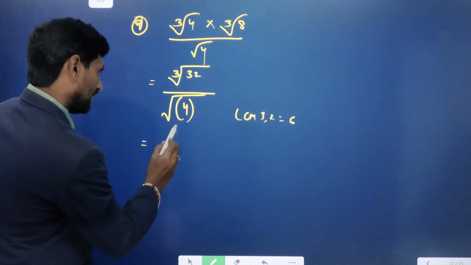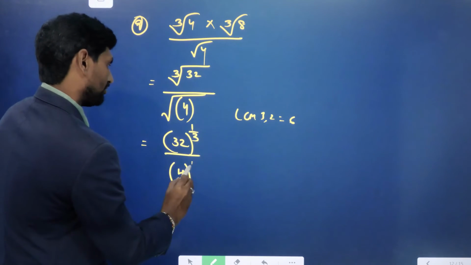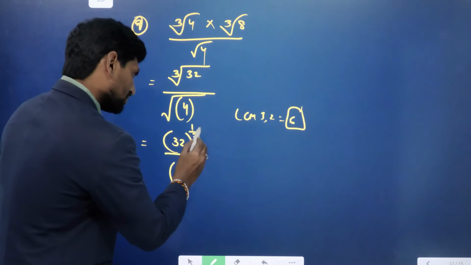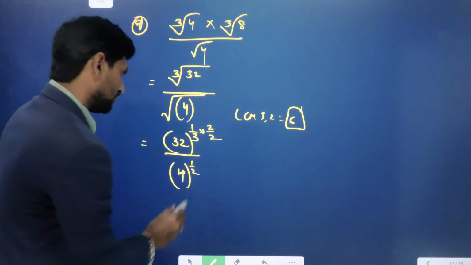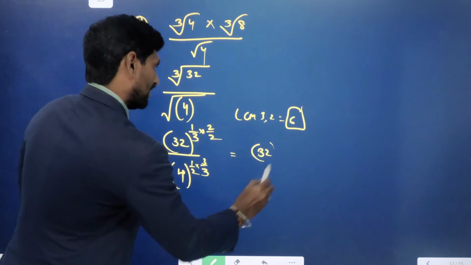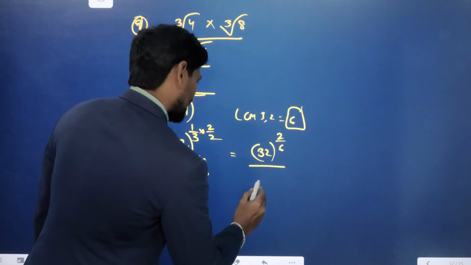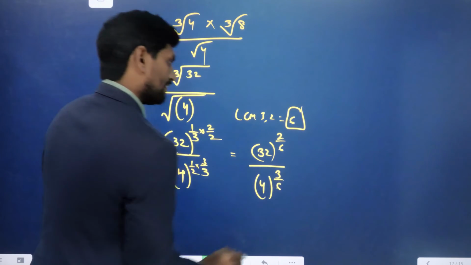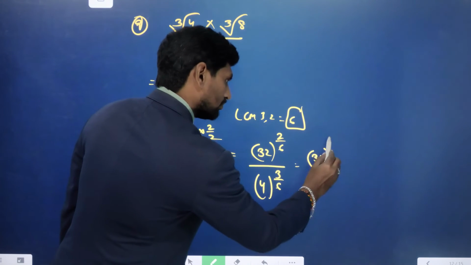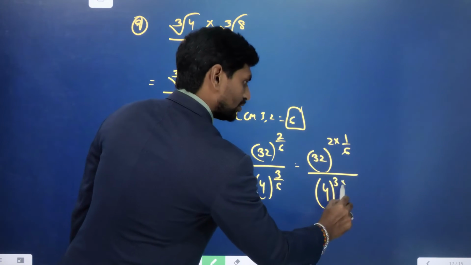Now I am writing 32 power 1 by 3, and this is 4 power 1 by 2. Exponential form. But the LCM is 6, no? I need to convert both of them into 6. That means I multiply with 2 by 2 here, and this one I multiply with 3 by 3. Now check here, 32 power 2 by 6, and this is 4 power 3 by 6. Now I can write this as 32 power 2 into 1 by 6 and this is 4 power 3 into 1 by 6.